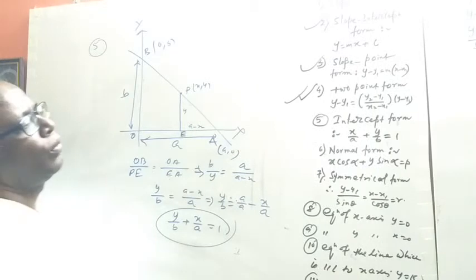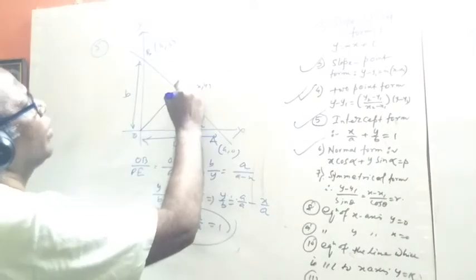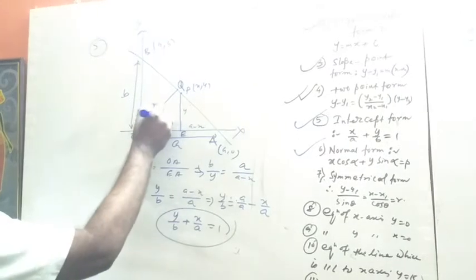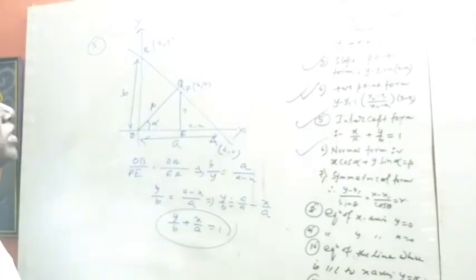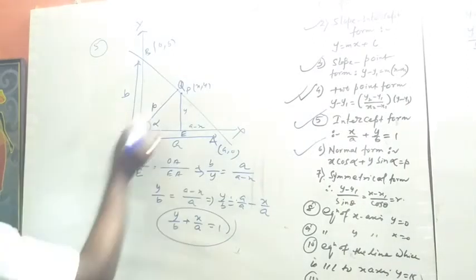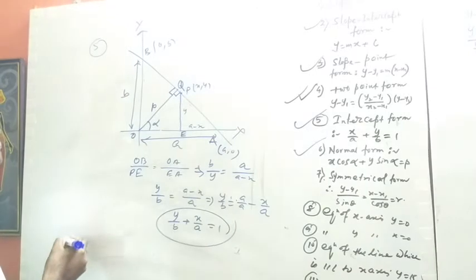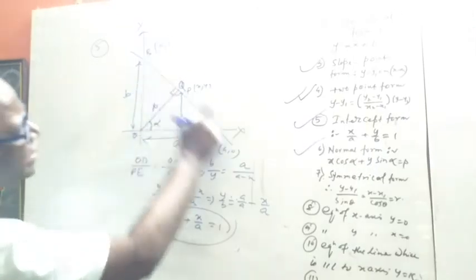And now from this drawing, we can also derive the normal form. What is the definition of normal form? Alpha and p. A perpendicular line is drawn from the origin to the line at Q, this perpendicular distance is called p, and it makes an angle alpha with the positive direction of the x-axis. This form is called x cos alpha plus y sin alpha equals p. From this drawing, if a perpendicular is drawn from O to Q as a normal to this line, then this triangle is a right angle triangle, where this is 90 degrees, this is the hypotenuse, this is the base and this is the height.